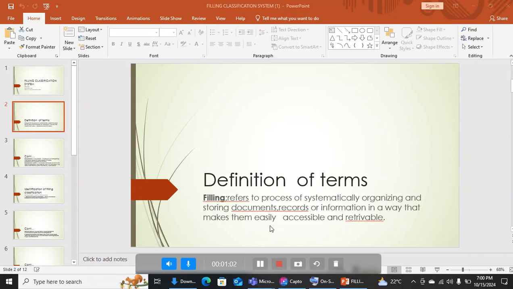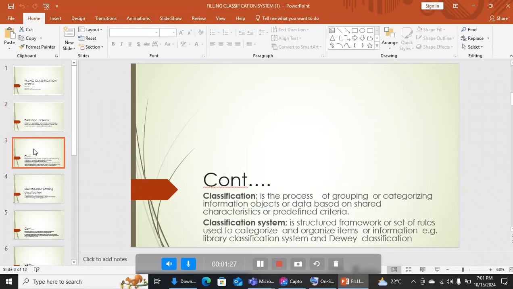Filing is the process of systematically organizing and storing documents, records, or information in a way that makes them easily accessible and retrievable. The next one is classification. This is the process of grouping and categorizing information, objects, or data based on shared characteristics or predefined criteria. The next one is classification system. It is a structured framework or set of rules used to categorize and organize items or information, for example, library classification systems and the Dewey classification system.